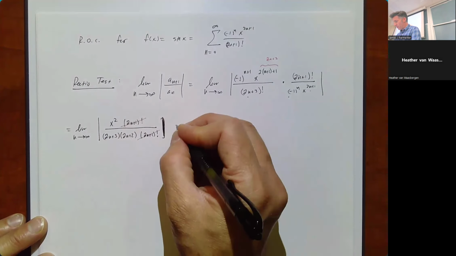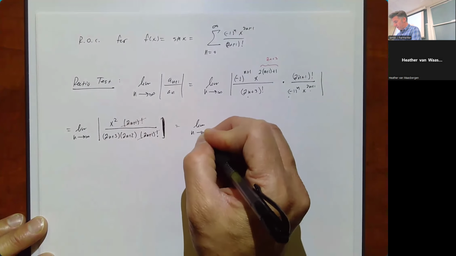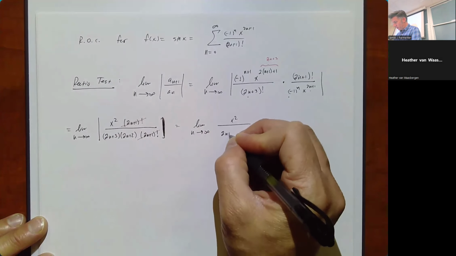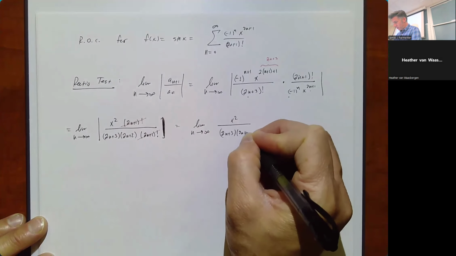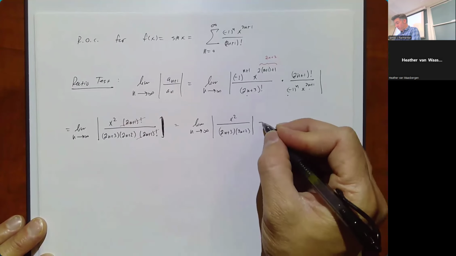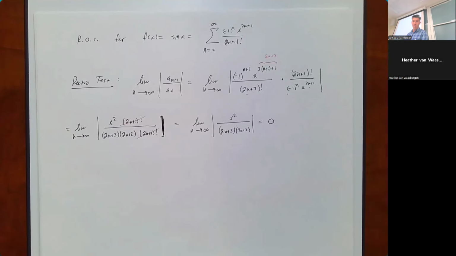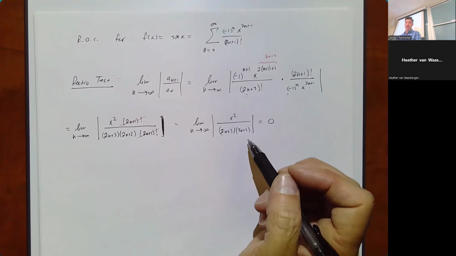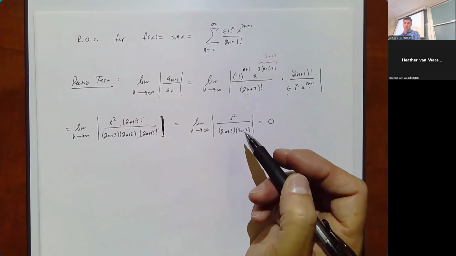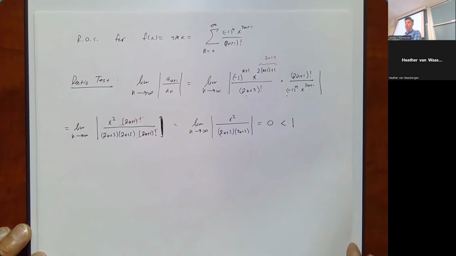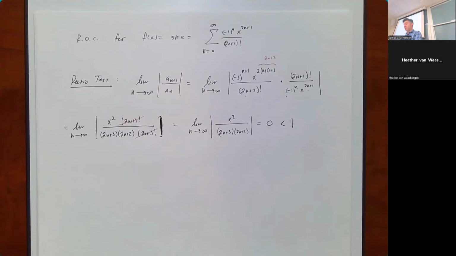So we're left with the limit as n goes to infinity of x squared over (2n + 3)(2n + 2), which is definitely going to be 0, no matter what x is. Pick x equal to 1,000,000. 1,000,000 squared is 1,000,000,000, and 1,000,000,000 divided by something that's getting infinitely large is eventually getting super duper small. So that limit is always less than 1, which means no matter what we pick for x, this series converges.